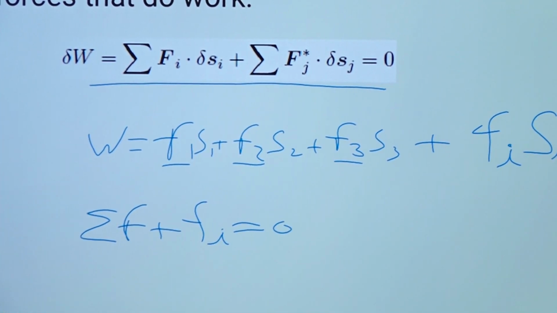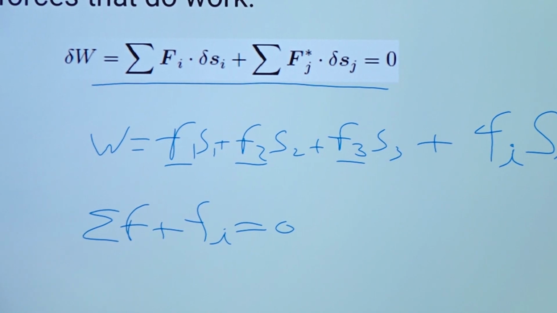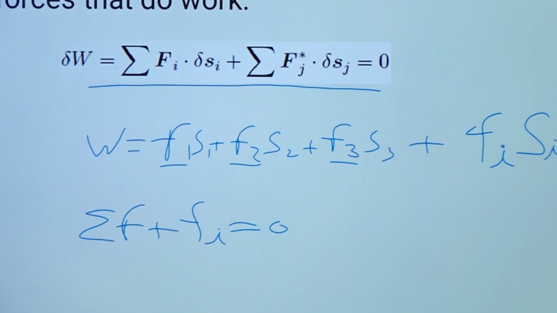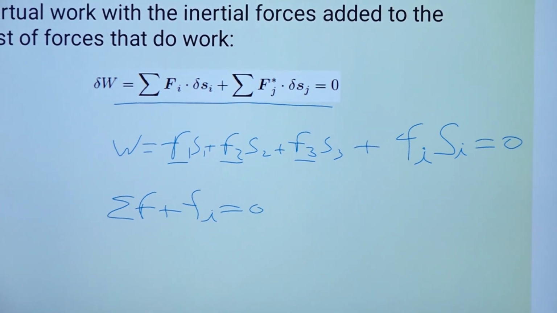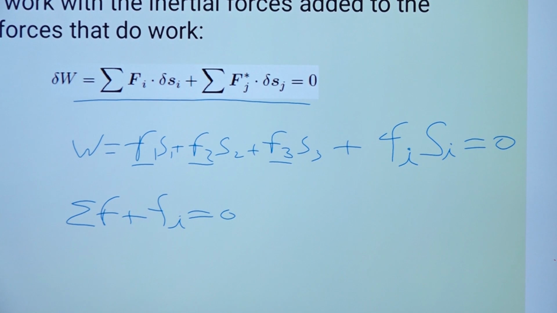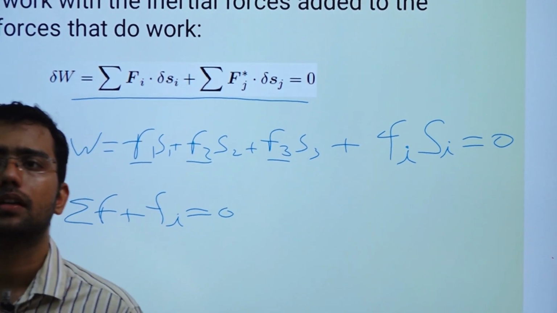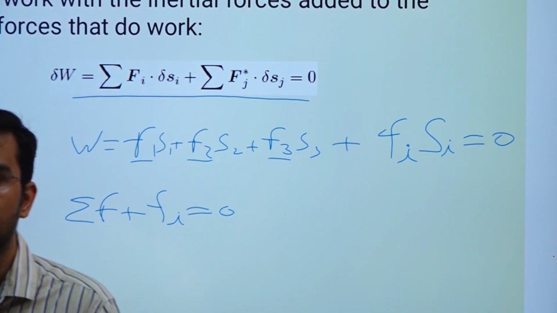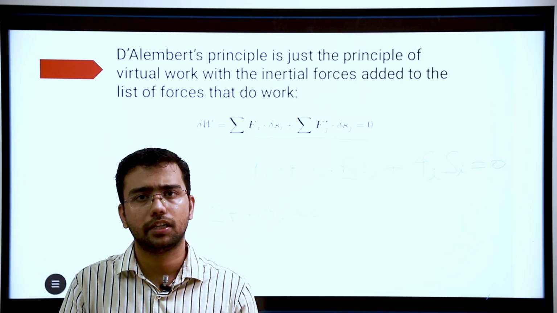So we are going to apply virtual work during equilibrium, and we are going to apply D'Alembert's principle when the system is in dynamic motion. When the system is moving, only then are we going to apply D'Alembert's principle. So that is the basic difference between virtual work and D'Alembert's principle.